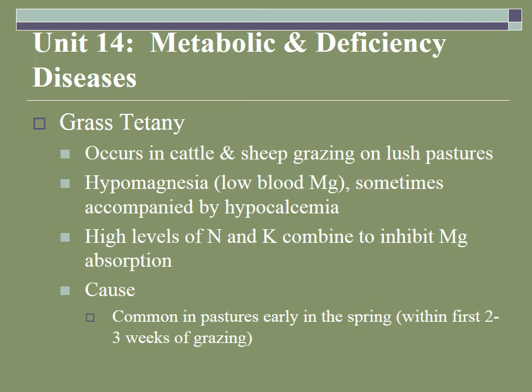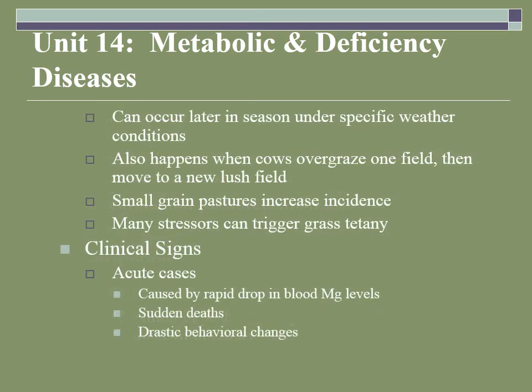Whenever we have high levels of nitrogen and high levels of potassium out in your soils and out in your grass, those things actually combine to inhibit magnesium absorption in the blood. That's why sometimes even with proper fertilization of our pastures, you can actually have that magnesium bound up so that it will not be absorbed in the gut. The cause is pretty common in pastures early in the spring, and we're talking about the first maybe 2 animals. But it can occur later in the season, whether we have specific weather conditions or simply low magnesium soils.